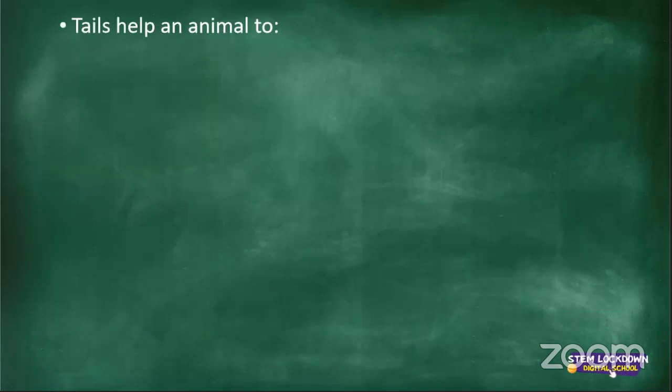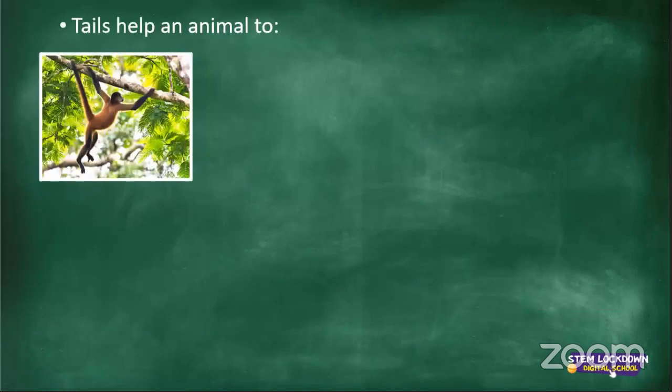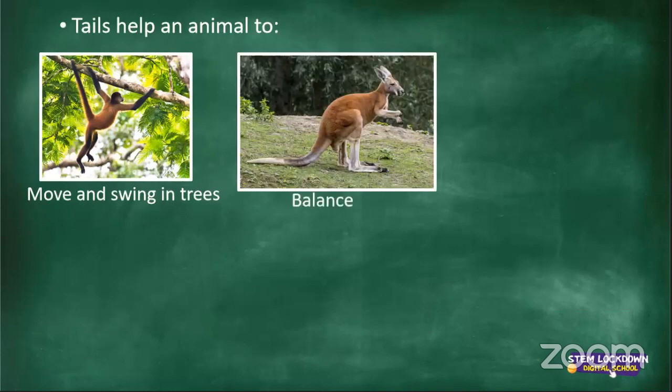Let's quickly see how tails can help animals. It can help animals to move and swing in trees like monkeys. The last time I told you how it fascinates me how these kangaroos, when they start boxing each other, balance themselves with their tails. So a tail can also help an animal to balance. Now look on that picture at the thick and strong tail of that kangaroo. And I can't help but wonder how much that weighs.